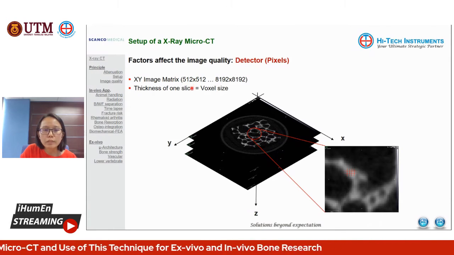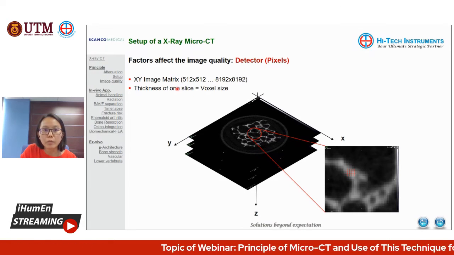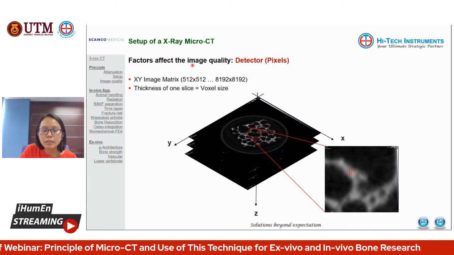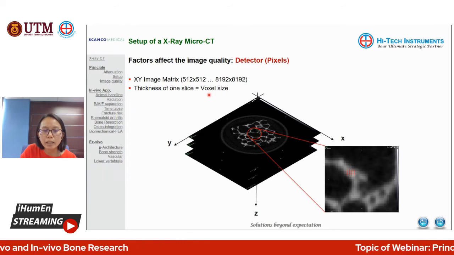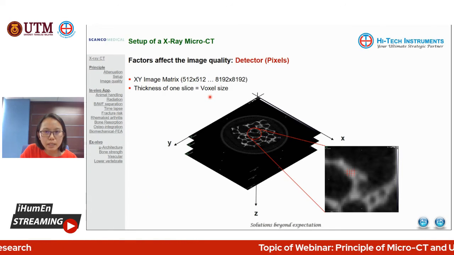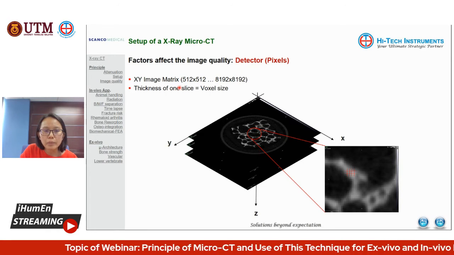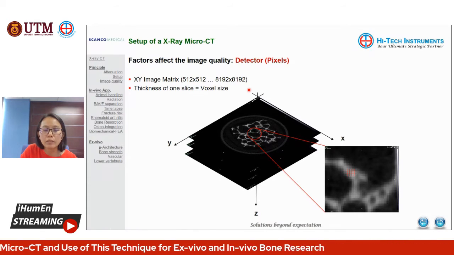For most scanners, we are given a range of image matrices that we can select. For example, here we can select from a range of 512 up to 8K by 8K. Of course, the one with the lower image matrix will have a smaller data file size compared to 8K by 8K. And again, the scanning time taken for 512 will definitely be lower compared to the scanning time to obtain this 8K by 8K image matrix.